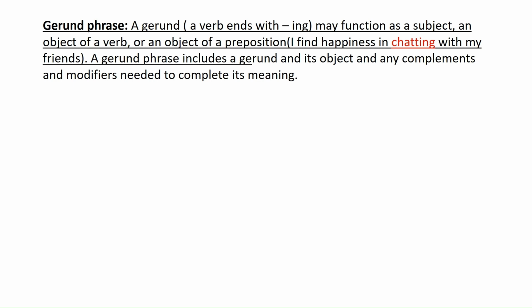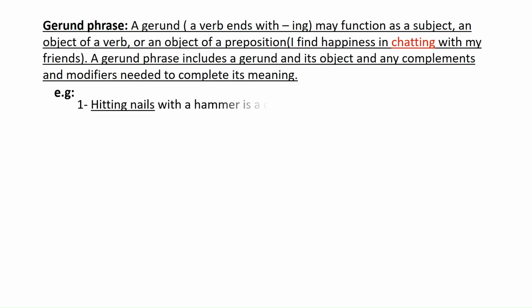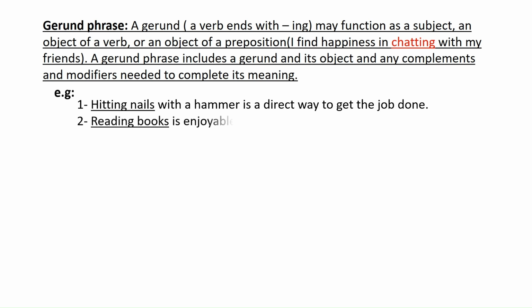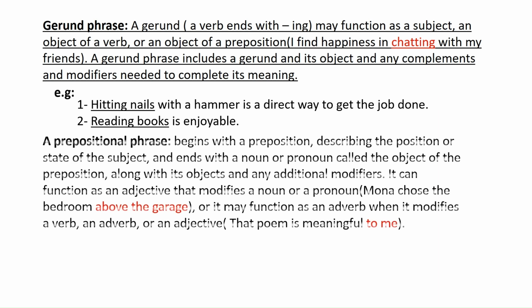The gerund phrase includes a gerund and its object plus any complements or modifiers needed to complete its meaning. For example, in the sentence, hitting nails with a hammer is a direct way to get the job done, the word hitting is the gerund, and the word nails is its object. And the two words together represent the gerund phrase. And here they are standing as the subject of this sentence. Another example, reading books is enjoyable.